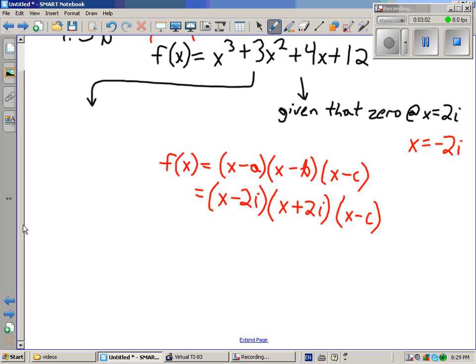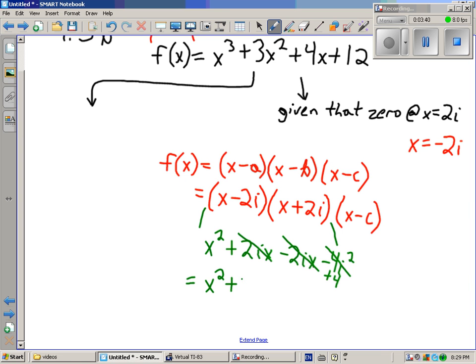So let's multiply these two guys. I'm going to change colors so we know what we're talking about here. We're only talking about these first two terms. FOIL them out. We get x squared plus 2ix minus 2ix minus 4i squared. Okay, plus 2ix minus 2ix, they cancel out, which you would expect because we essentially have a difference of squares here. And minus 4i squared becomes plus 4. So what we have here is our function is actually equal to x squared plus 4 times this x minus c.